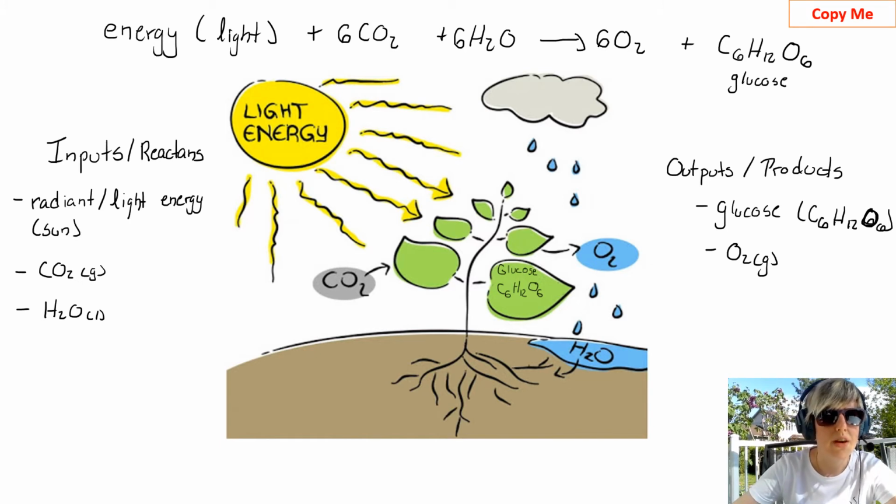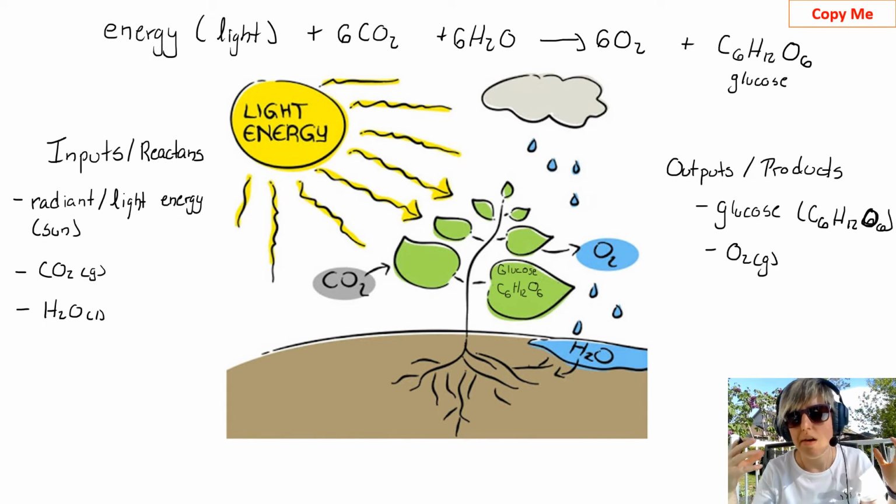So again, photosynthesis is a chemical reaction which is primarily done by all organisms in the plant kingdom, and certain photosynthetic bacteria and algae, where it takes energy from the sun, it takes carbon dioxide from the atmosphere, it takes water in liquid form, and it produces oxygen gas and sugar, glucose.